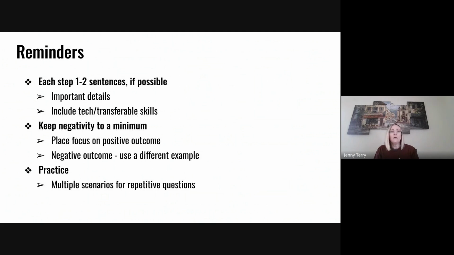As we finish up, here are a few reminders. Each step of the STAR method should only take 1 to 2 sentences to sum up. Be sure to include those important details along with any technical or transferable skills you used. While the situation itself may have involved a challenging environment, problem, or person, you do not want to dwell on that negativity. Focus the bulk of your answer on identifying your role in turning that difficult situation into a positive outcome. And if there wasn't a positive outcome, pivot to those scenarios that ended on a high note.